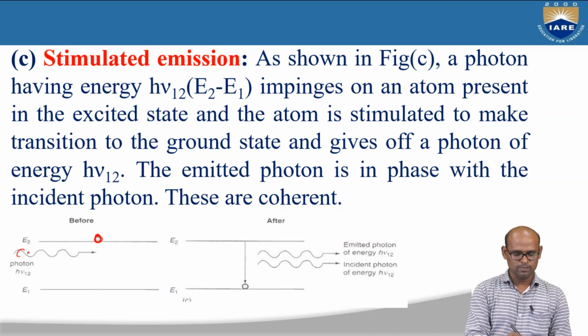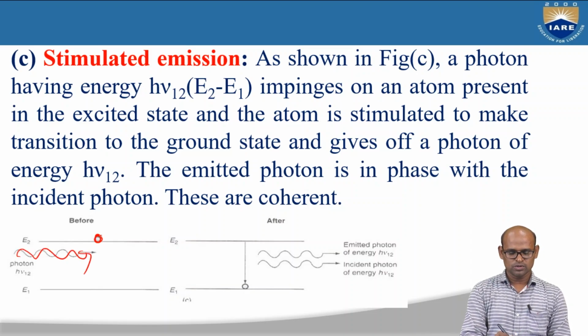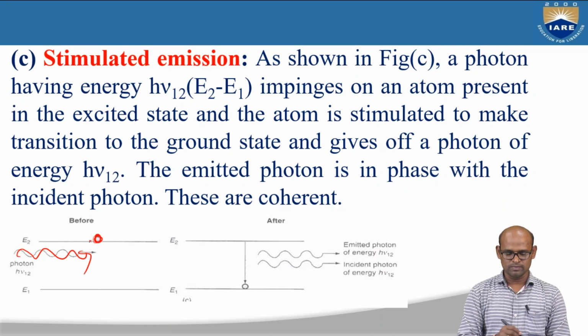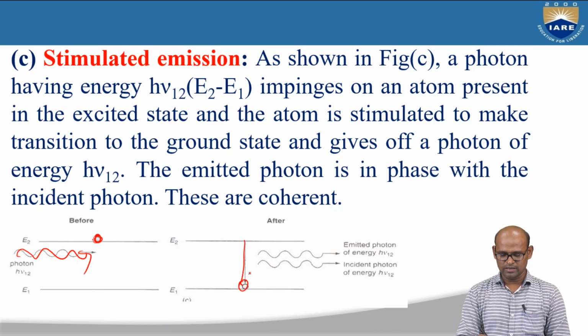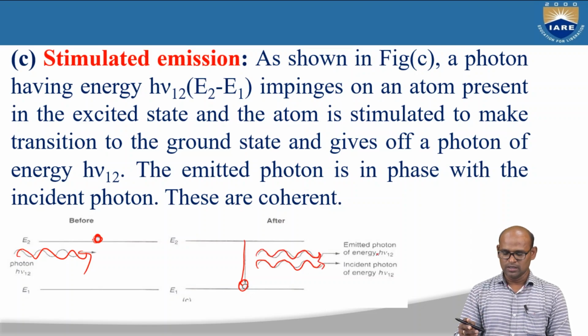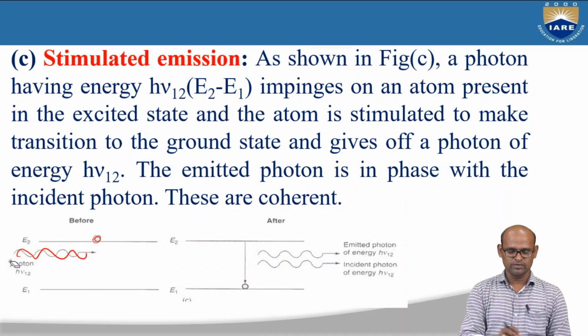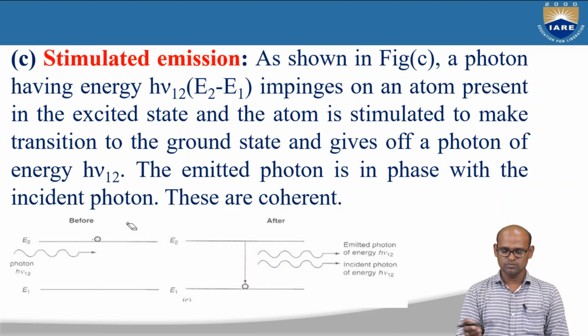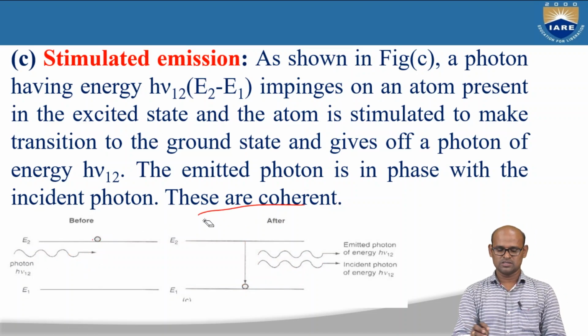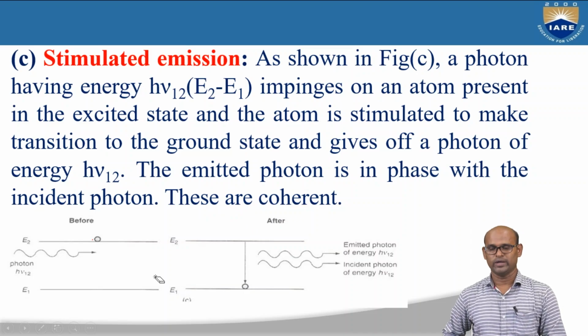Stimulated emission. Even in stimulated emission, the atom is in the excited state. Now we supply a photon. This photon is not absorbed by the atom; it just triggers the atom to undergo stimulated emission. The atom decays to the ground state and emits another photon, and the initial photon and the emitted photon are in the same phase, so they are coherent photons. In stimulated emission we get coherent photons, whereas in spontaneous emission we get incoherent photons. That is the difference.